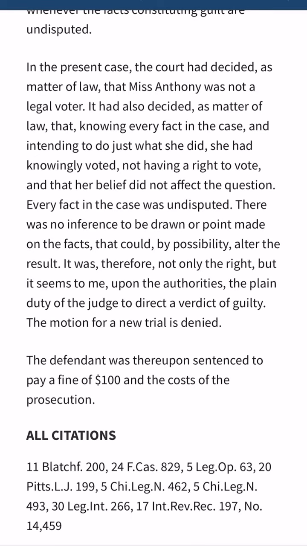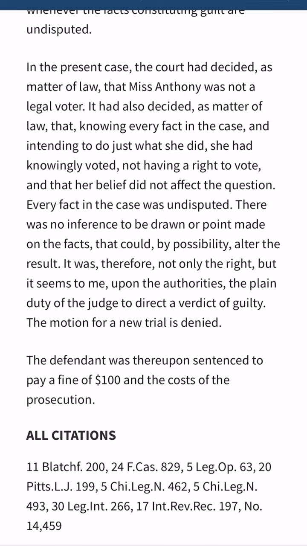In the present case, the court had decided as a matter of law that Ms. Anthony was not a legal voter. It had also decided as a matter of law that knowing every fact in the case and intended to do just what she did, she had knowingly voted, not having the right to vote, and that her belief did not affect the question. Every fact in this case was undisputed. There was no inference to be drawn or point made on the facts that could, by possibility, alter the result. It was therefore not only the right, but it seems to me, upon the authorities, the plain duty of the judge to direct a verdict of guilty. The motion for new trial is denied. The defendant was thereupon sentenced to pay a fine of $100 and the cost of the prosecution.